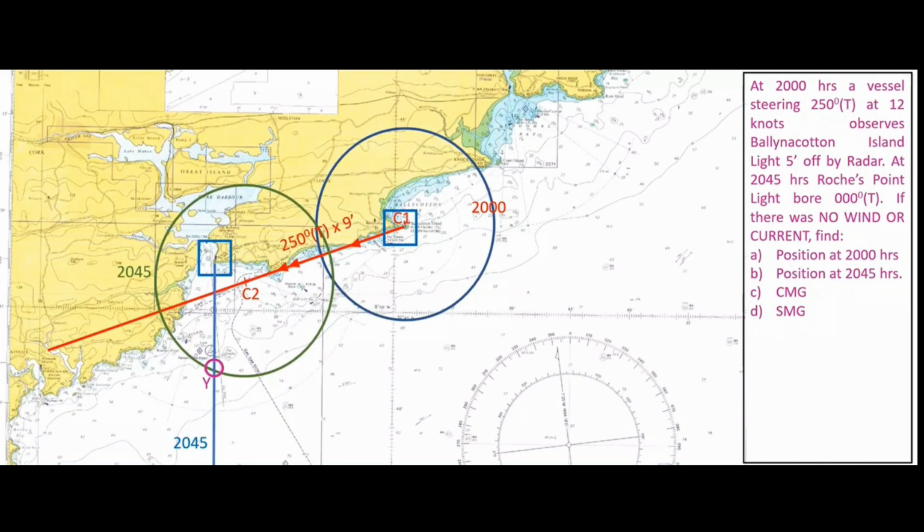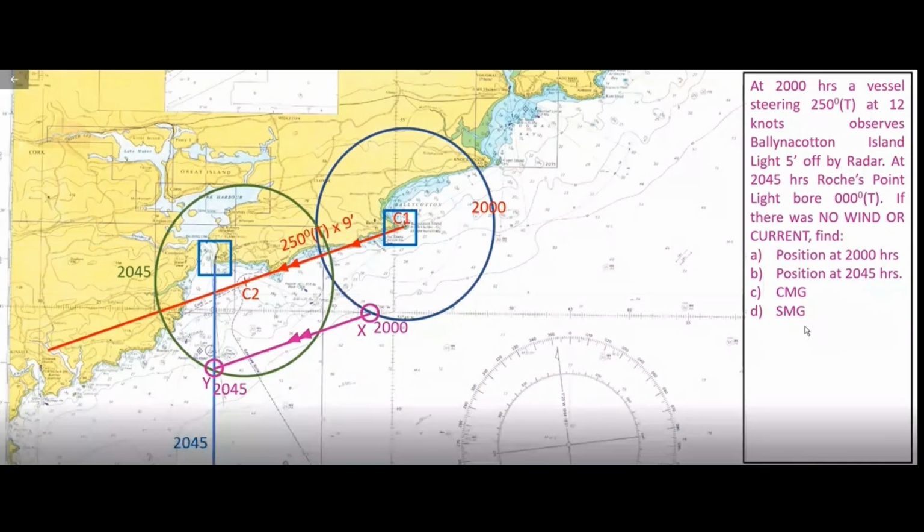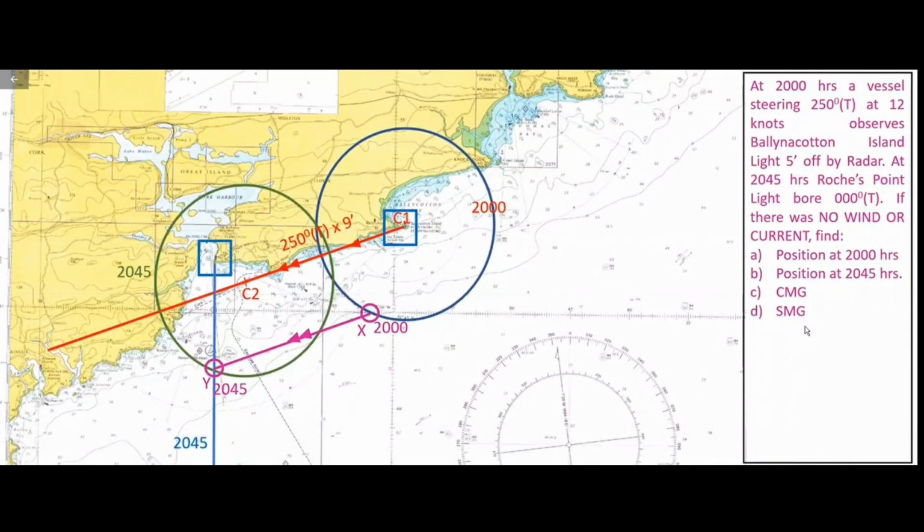Obviously, in reaching position Y, the vessel would have made good a course, which is represented by C1, C2. So the CMG C1, C2 is transferred through Y, and magnitude also is equal to the magnitude of C1, C2. Now where this cuts the 2000 hour circle, that is at point X, that becomes the fix at 2000 hours. So beta, is this plot clear? Have a good look at it and let me know if there are any doubts.